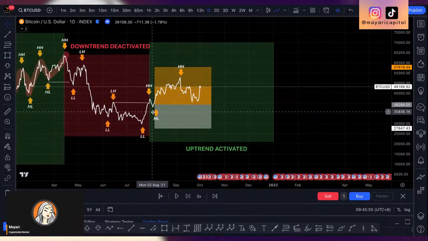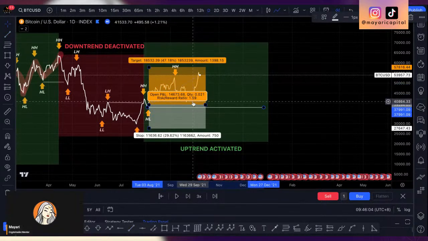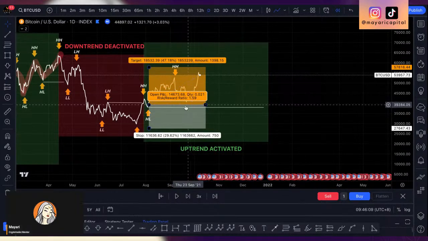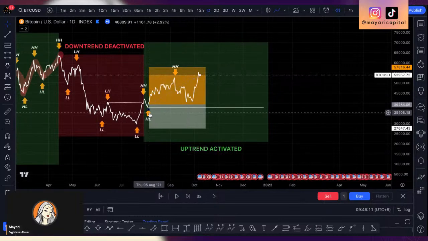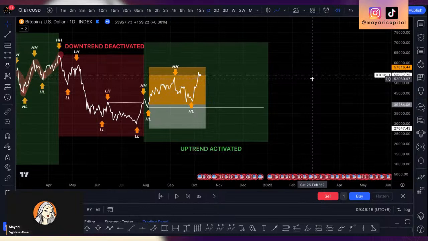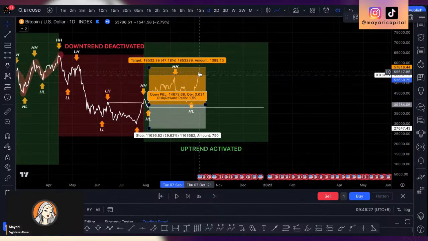Okay, so right here we have the higher low. If we see from this level, compared to here, it is almost the same, guys. It's really near, but it is still higher than the previous one. So this one right here is a higher low. At this point, our uptrend is still activated, okay? And we can see that we just broke the previous higher high. We made a new high.